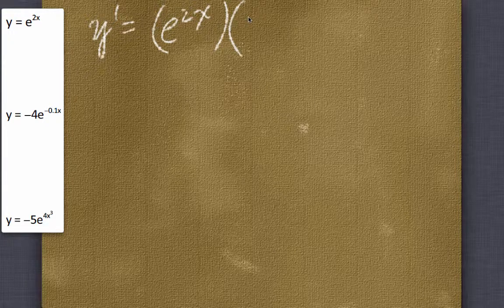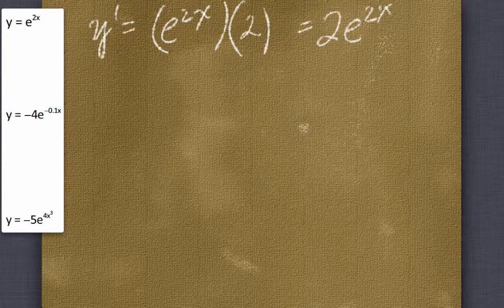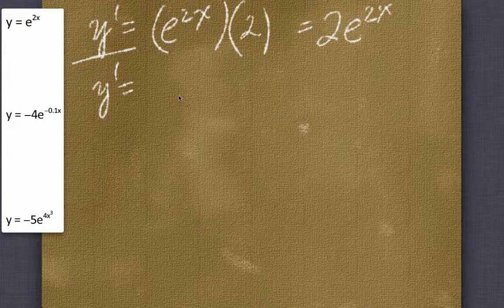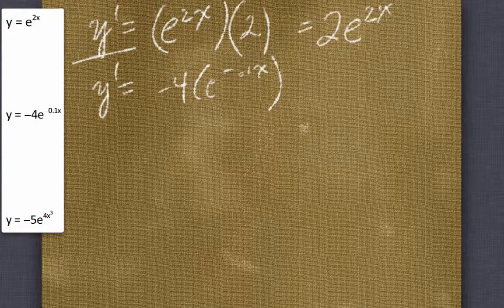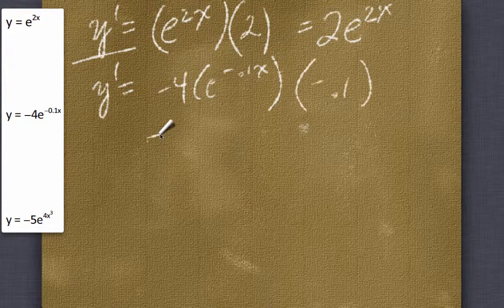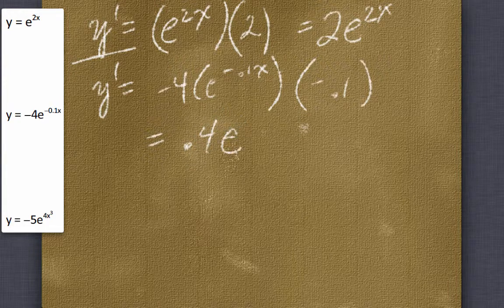Okay, so for this first one, y prime is, copy down what you see exactly, and then the derivative of the power. So I'd probably write it like this. The next one, write down exactly what you see, and then multiply by the derivative of the exponent, so minus 0.1. Negative 4 times negative 0.1 is 0.4.